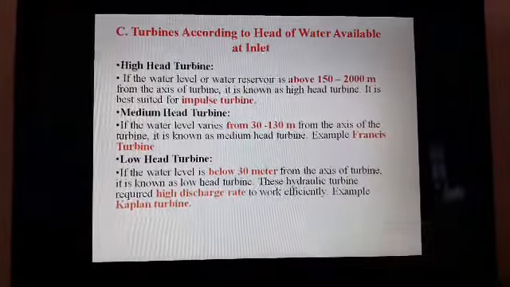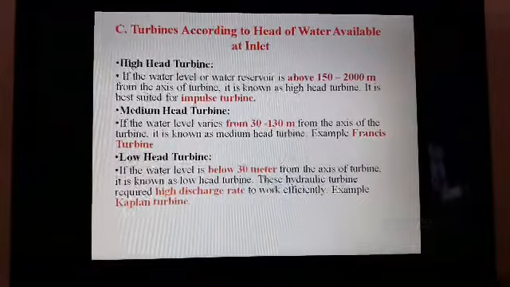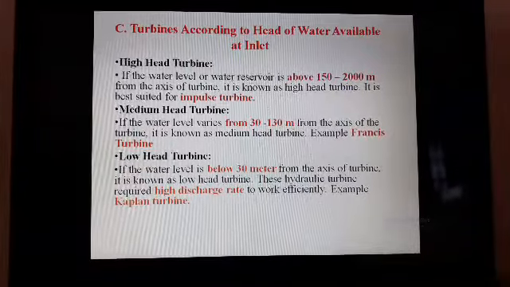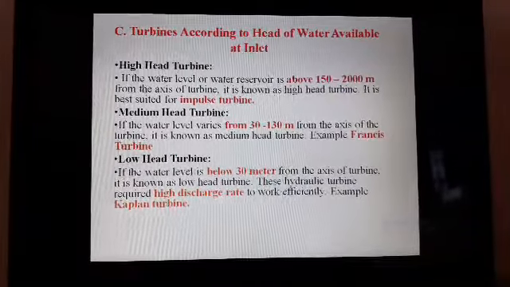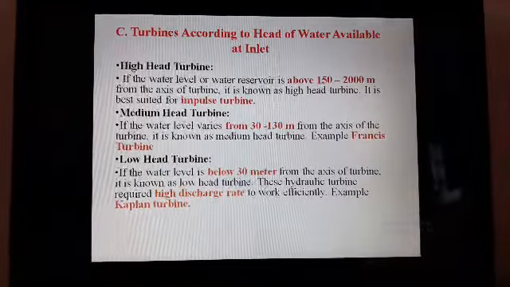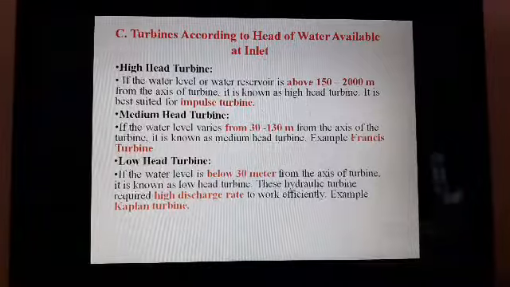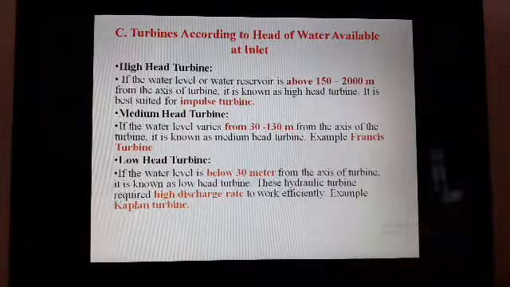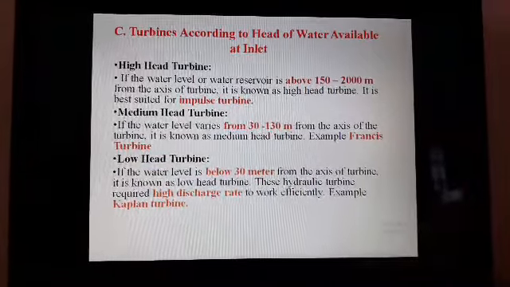High head turbines have low discharge rate. So Pelton turbines are high head turbines and their discharge rate is low. Francis turbines are medium head turbines and their discharge rate is also medium.